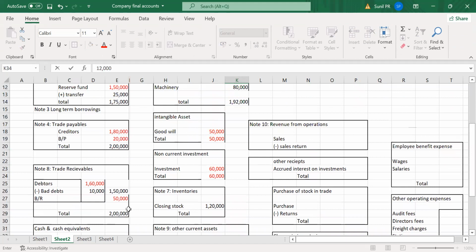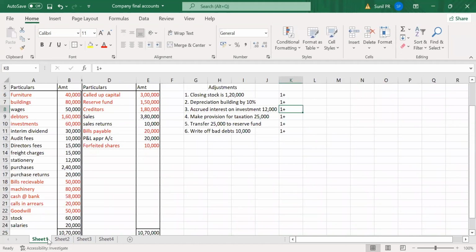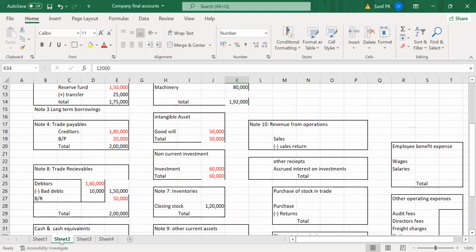Next, we will go with P&L account, income statement. So right now we did schedules. 10 schedules we have done. Only 9 schedules we have done. 10 starts from income statement. Now we have done almost the balance sheet items. So balance sheet notes is over.